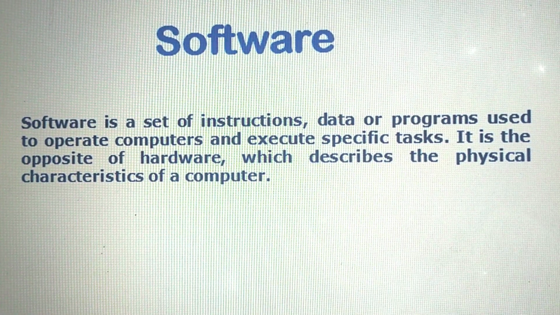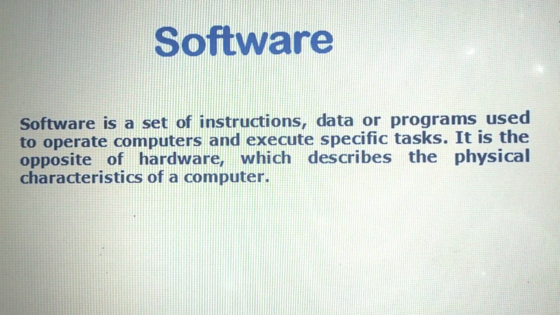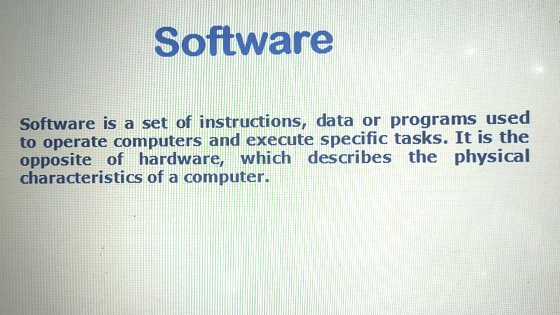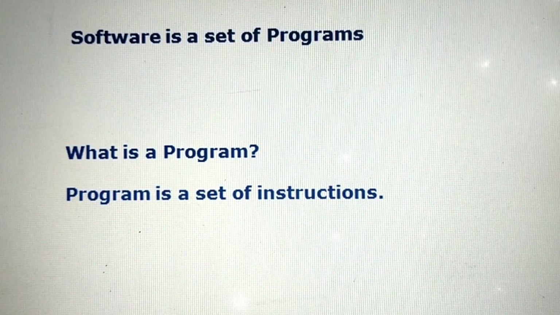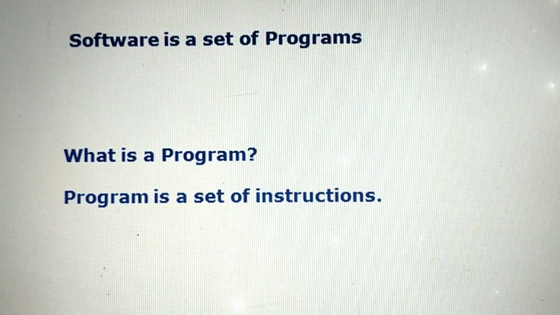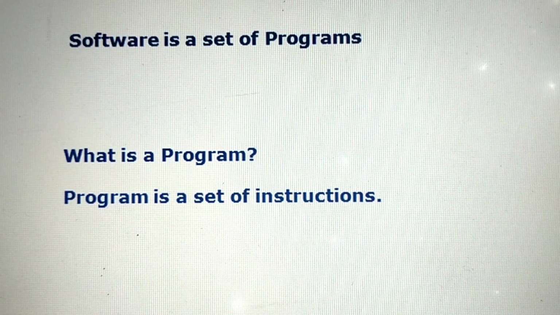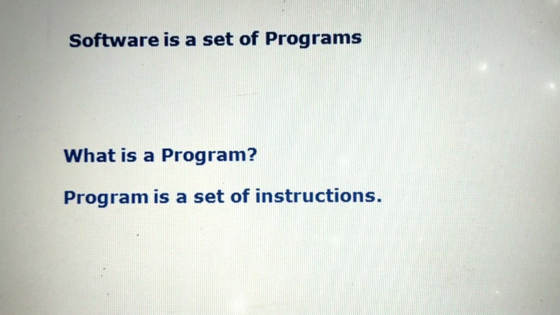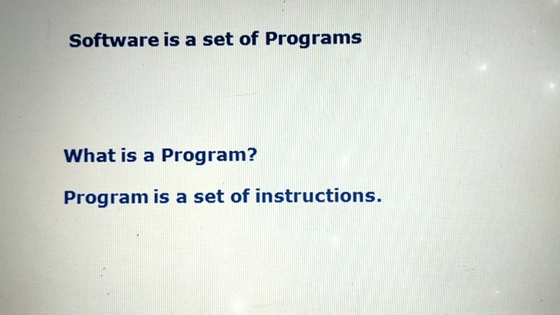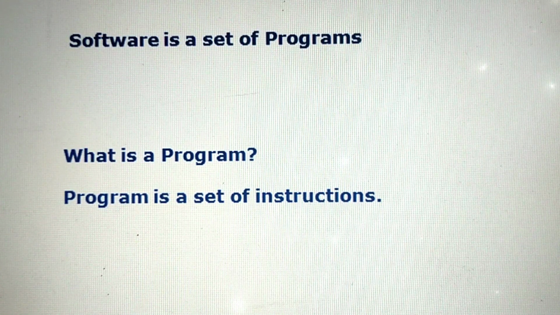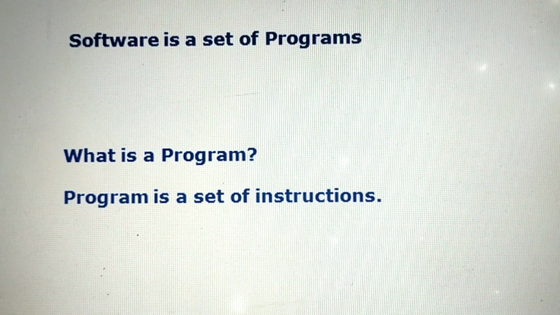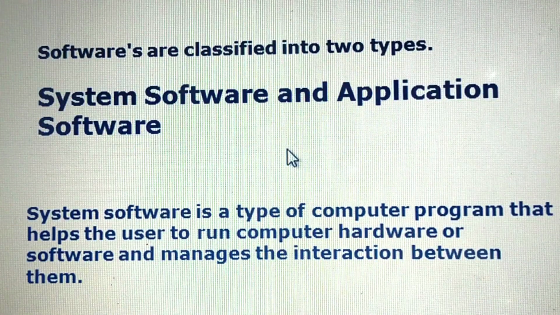What is software? Software is a set of instructions, data or programs used to operate computers and execute specific tasks. It is the opposite of hardware, which describes the physical characteristics of a computer. Software is a set of programs. Now the question is, what is a program? A program is a set of instructions. In order to communicate with the system, we require instructions. That set of instructions we call a program. A number of programs we call a software.